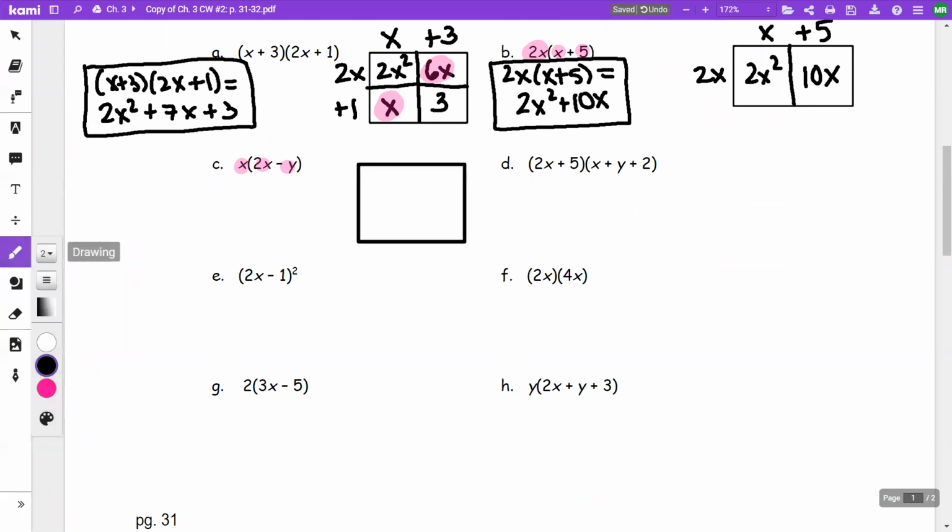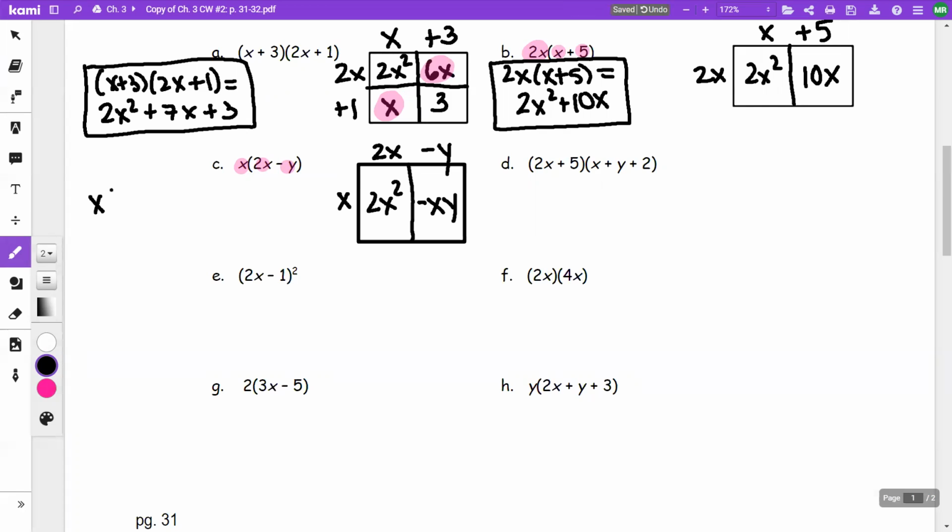Okay. So when I do this, this is going to be a 2 by 1. So this is x. This is going to be a 2x. I like to put the minus right in front of the y so I see it. Now, x times 2x is 2x squared. X times a negative y is a negative xy.